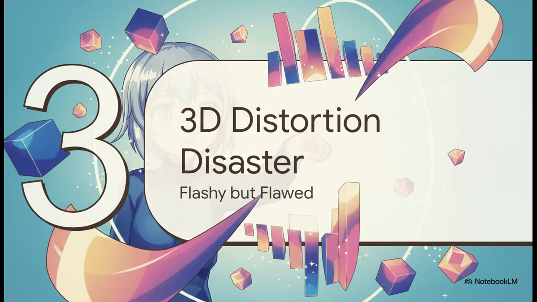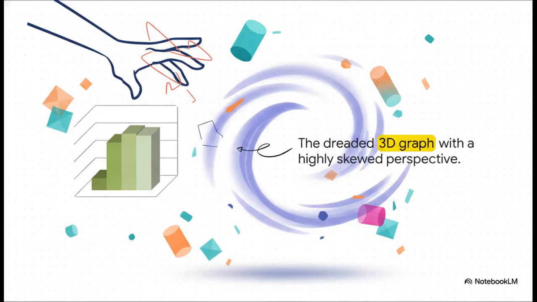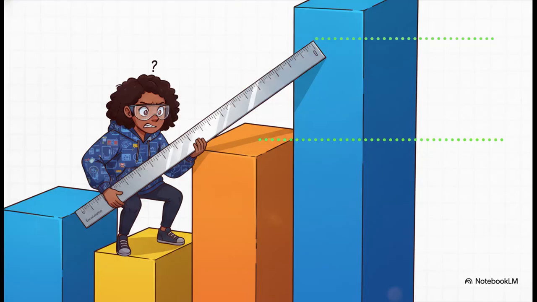Okay, let's look at Section 3, the 3D distortion disaster. Flashy, but flawed. Just take a look at this 3D graph pulled from a medical journal. It completely distorts the values because of its really strange, skewed perspective. It introduces this pseudo-dimension, basically a 3D depth that carries absolutely zero mathematical data, but takes up a massive amount of visual space. I mean, when you look closely at these columns, you literally cannot tell which part of the bar represents the actual value on the background grid.